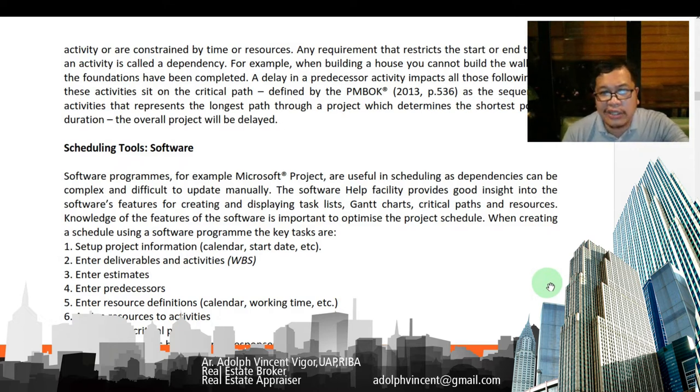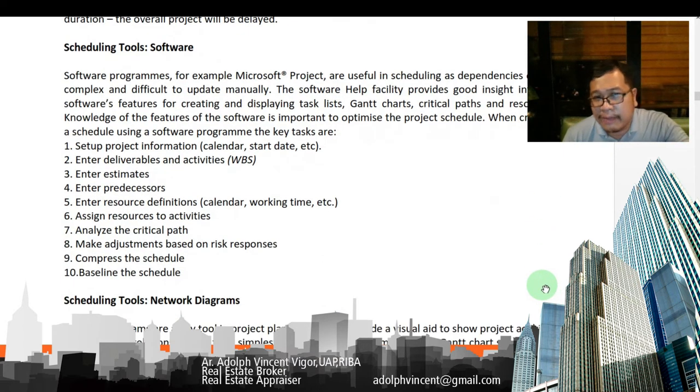When creating a schedule using a software program, the key tasks are setting up the project information, such as the calendar, the start date, the end date, etc. Entering the deliverables and activities. Like what I've said earlier, you must have a good WBS, or work breakdown structure. You enter the estimates. So what are your estimated costs for each activity? You enter the predecessors. You enter the resource definitions, the calendar, the working time, etc.